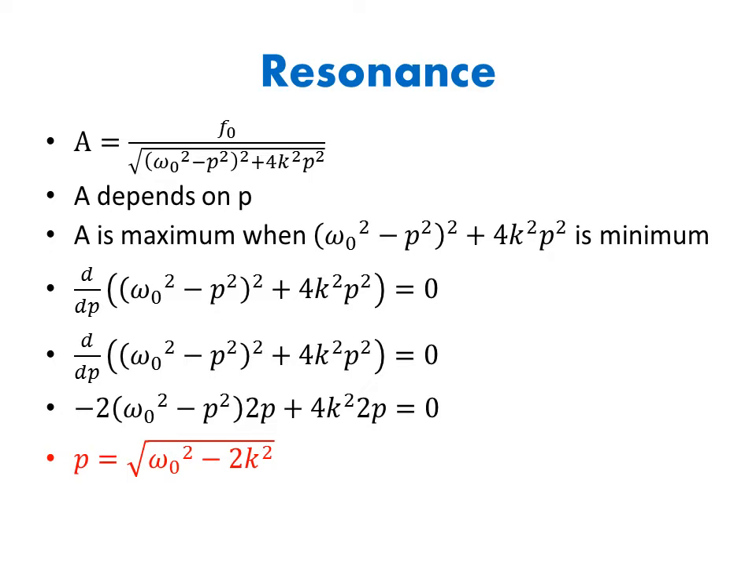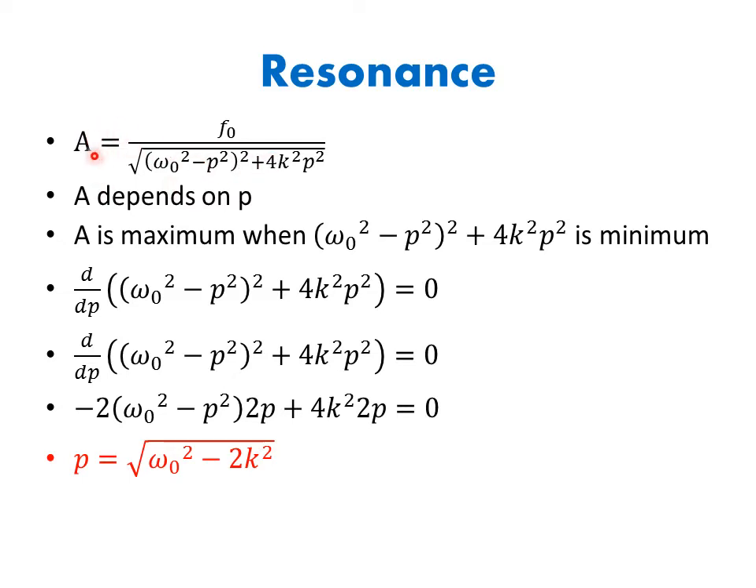So in this answer that we have obtained right now for A and theta, A is the amplitude of the oscillation when it is driven by an external periodic force. A is equal to f0 divided by the square root of (omega 0 square minus p square) the whole square plus 4k square p square. The denominator has got a square root. So this is the amplitude of the oscillation.